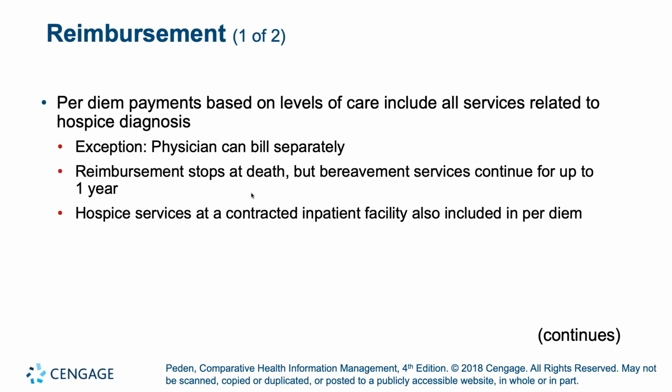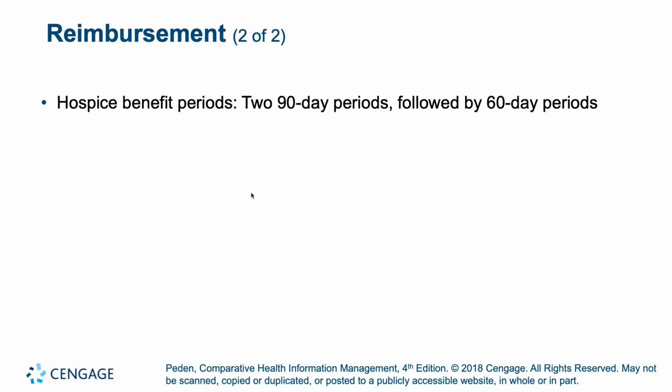And hospice services at a contracted inpatient facility are also included in the per diem. So in that example that I gave, where you turn from receiving inpatient facility care, whether that's at a hospice house or a hospital, and you turn into getting that hospice care, whatever that is, that's also included in the per diem. Hospice benefit period, there are 2 90-day periods followed by 60-day periods, because remember, it can be up to 6 months.